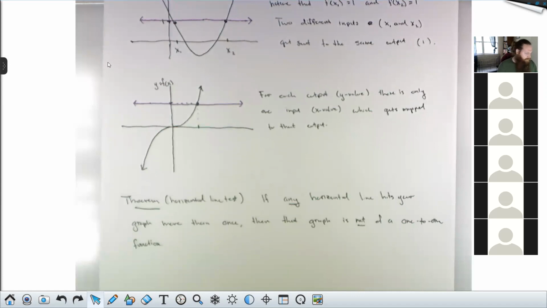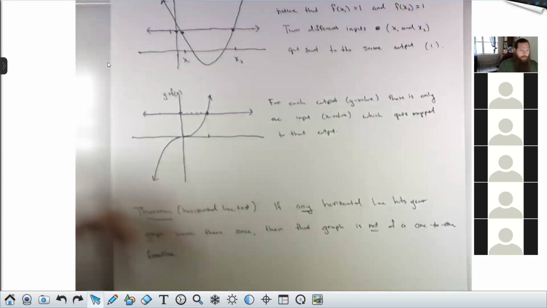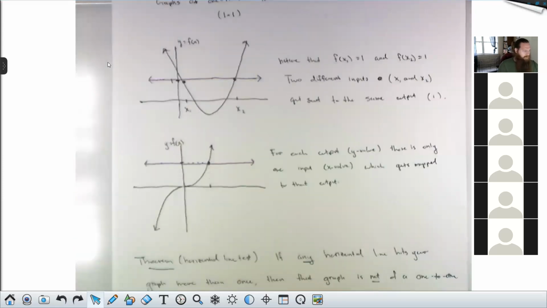So the horizontal line test is something you may have seen in previous algebra classes. If not, here it is. A function is 1-to-1 if and only if no horizontal line touches the graph more than once. The way we usually think of it is if any horizontal line touches your graph more than once, then that function is not 1-to-1. I don't think you guys need practice with this beyond this, right? Just look at the graph, imagine a bunch of horizontal lines. If any line hits that thing more than once, not 1-to-1.